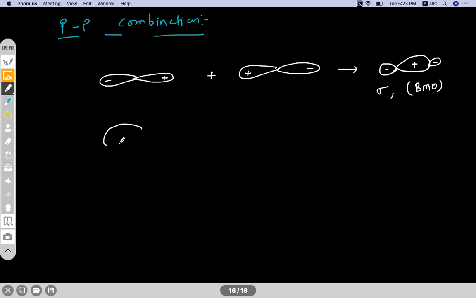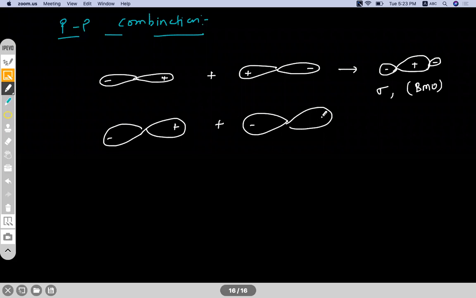But again, if you have this one, minus, plus, minus, plus, then we'll have a nodal plane here. It is sigma, so it will be like this. This is minus, this is plus, and this is also minus, and this is plus. It is ABMO.